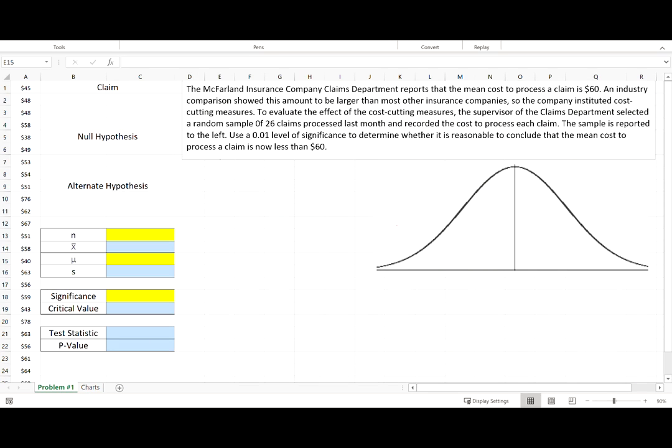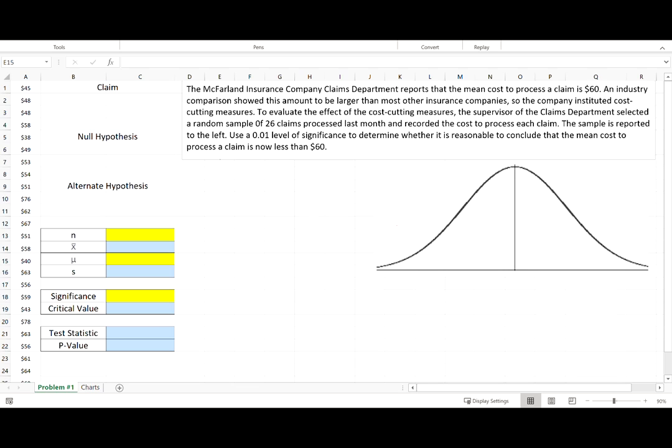The McFarland Insurance Company Claims Department reports that the mean cost to process a claim is $60. An industry comparison shows this amount to be larger than most other insurance companies, so the company instituted cost-cutting measures. To evaluate the cost-cutting measures, the supervisor of the claims department selected a random sample of 26 claims processed last month and recorded the cost to process each claim. The sample is reported to the left.